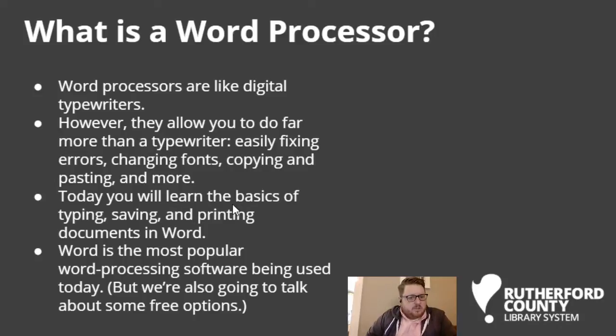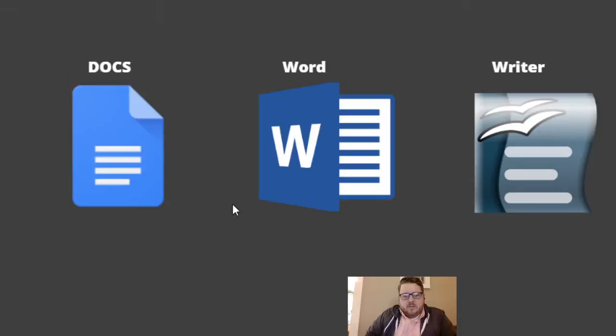Today we'll be learning about some of the basics like typing, saving, and printing, and a few other useful tools. Now, Microsoft Word is the most popular word processing software, but we're actually going to cover two more along with Word, because the two that we're going to cover are both free, and I think it's important that we talk about free products because not everybody has access to the paid Microsoft Word. So the three products that we're going to talk about today are Google Docs, Microsoft Word, and OpenOffice Writer.